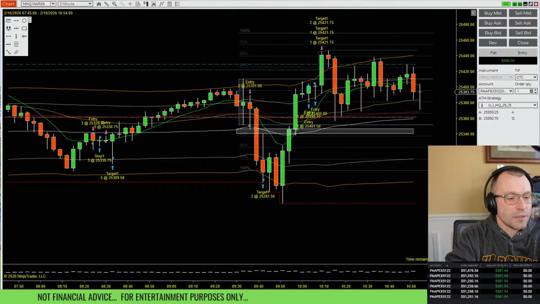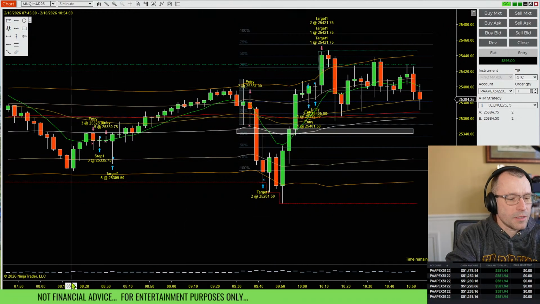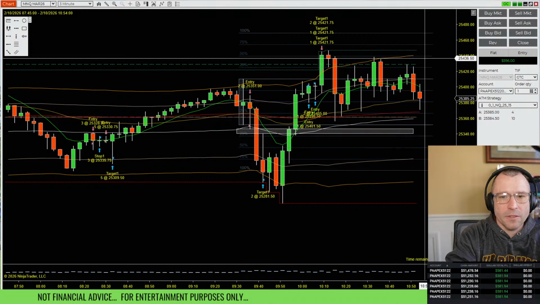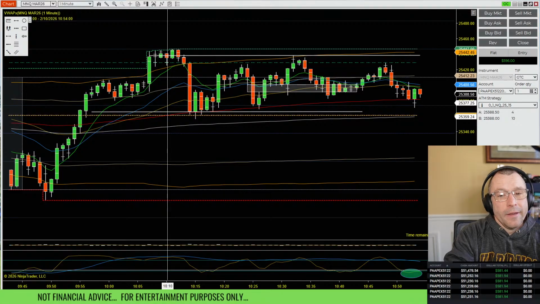What do the ICT guys call that? LRLR? Low resistance liquidity run. When you go take out all these highs because all these stops are up here, they start to get filled. Accelerates. I don't know though.